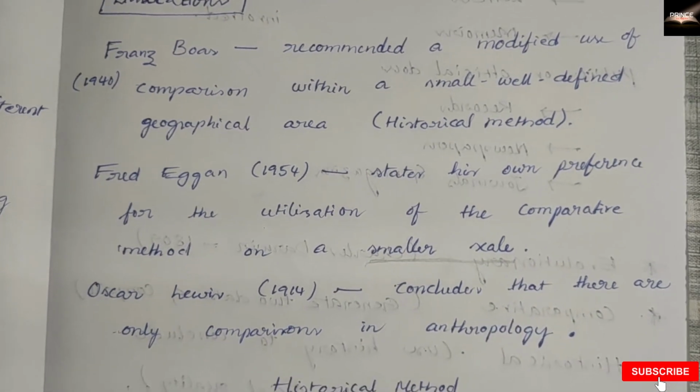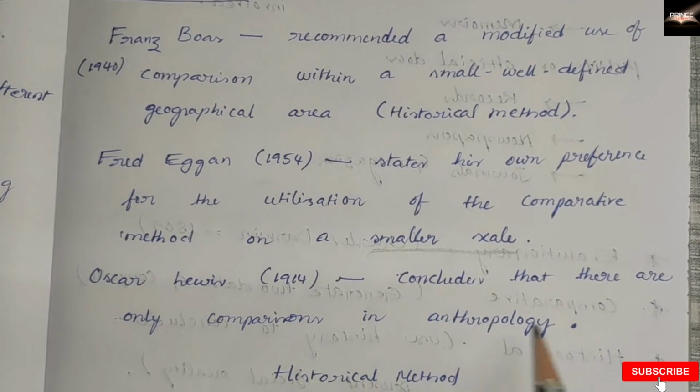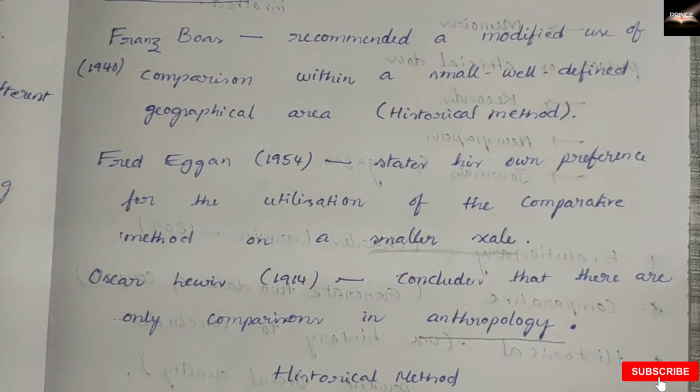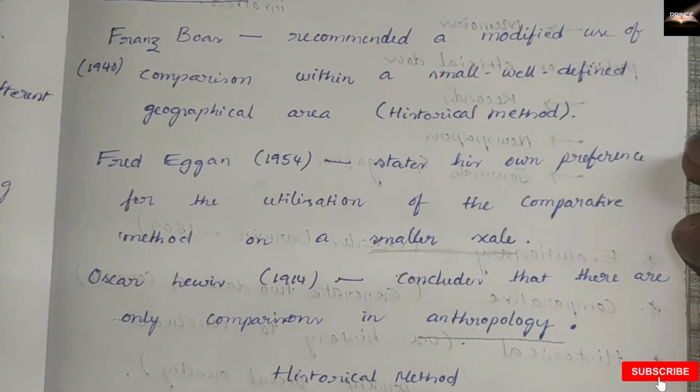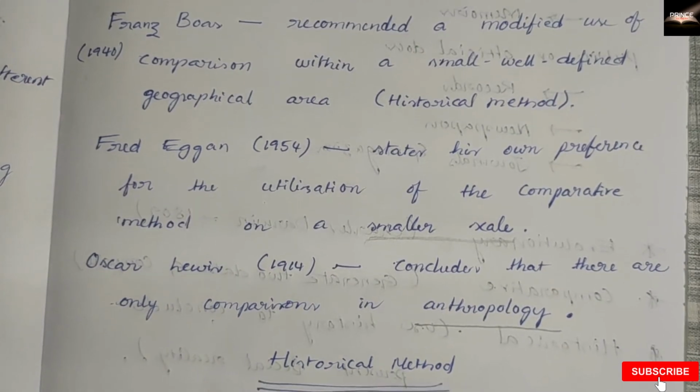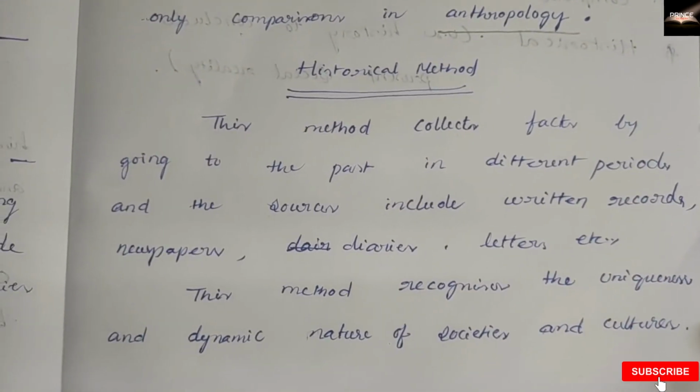Next, Oscar Lewis, 1914, concludes that there are only comparisons in anthropology. He mostly belongs to anthropology, and he also contributed to the sociology of religion. So he made comparisons only in anthropology. Next, the final one is the historical method.